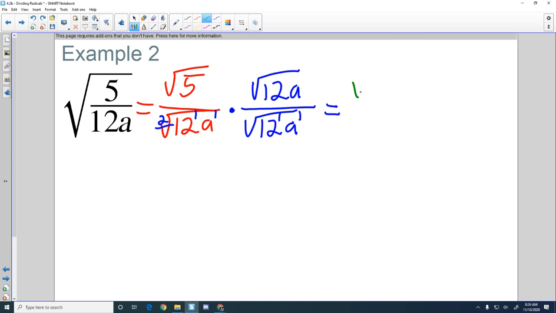Up top, those are both square roots, so I can multiply those together. 5 times 12 is 60. And my denominator, the square root of 12a times another square root of 12a, is just 12a. The square roots cancel out. Could we simplify that numerator at all?